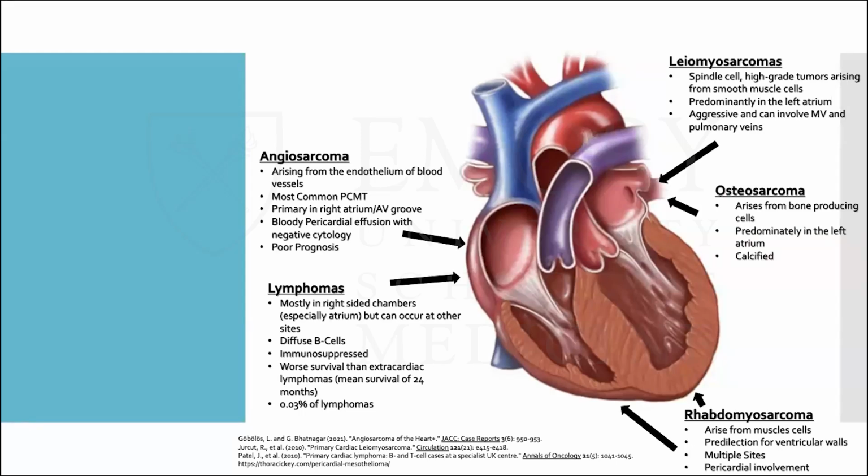Osteosarcomas are exceedingly rare, but I thought they were pretty interesting because they arise from bone cells and they have a predilection for the left atrium. So quite often these tumors will present as a calcified mass in the left atrium.